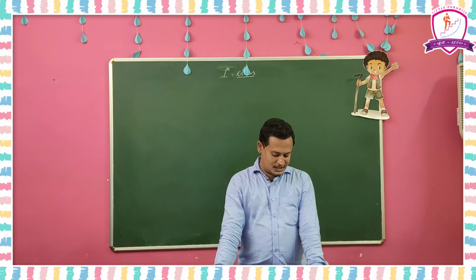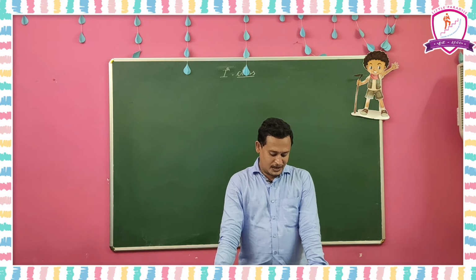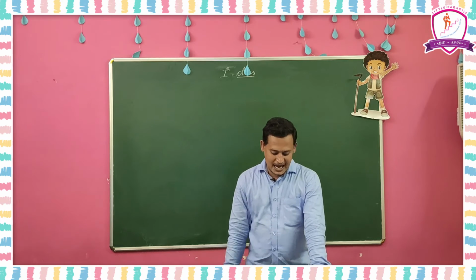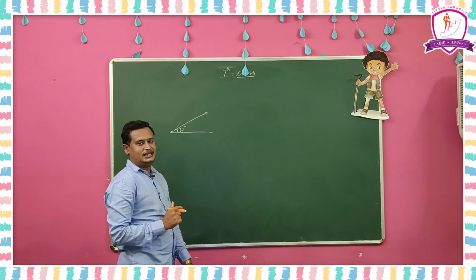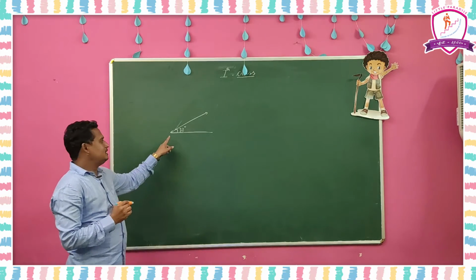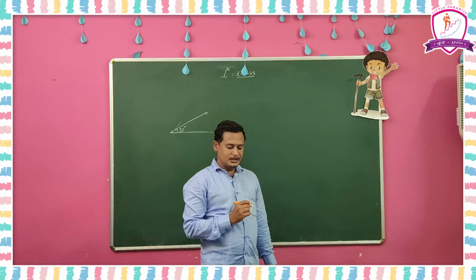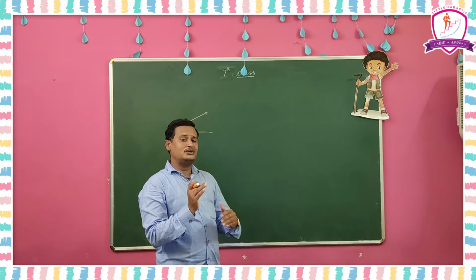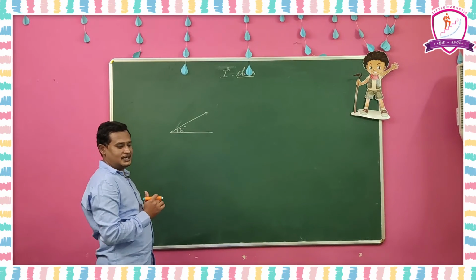See page number 94, exercise example 1. Find the complement for the given angle. What is the angle given here? 32 degrees is given. For this 32 degrees, what will be the complement? Complement means the sum of the two angles must be 90 degrees, then those two angles will be complement angles.